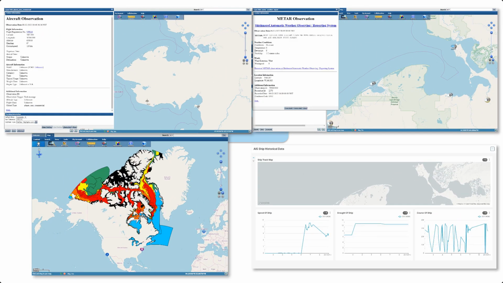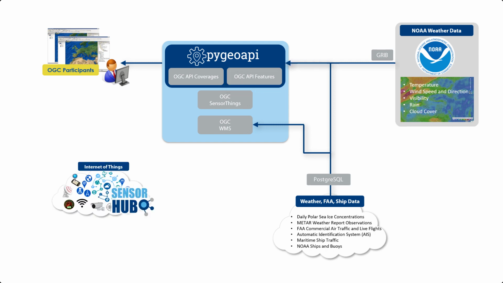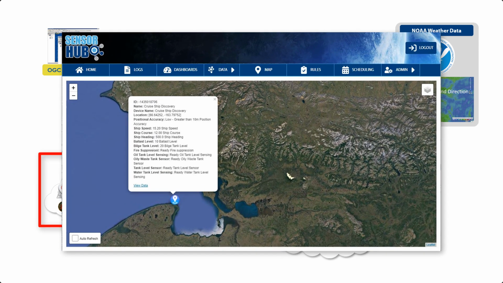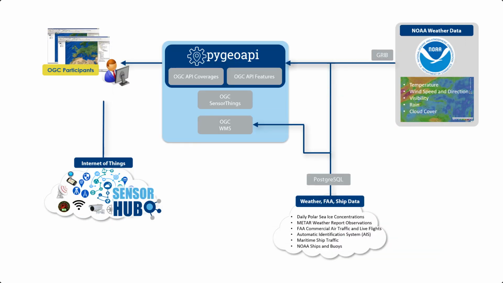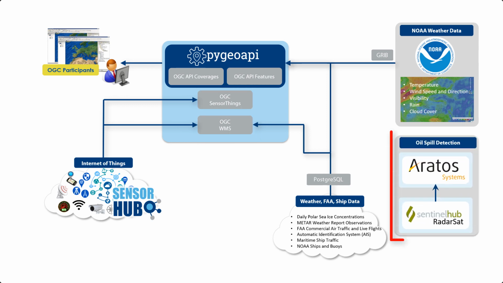Text-based observation data is parsed, stored in a Postgres database, and served in the client using OGC API features. IoT sensor data is gathered and stored in Sensor Hub, and made available externally using OGC SensorThings, and OGC WMS standards. Satellite data, such as Sentinel and RadarSat, are processed to detect potential oil spills. This process results in a shapefile, which is rendered in the client using OGC API features.